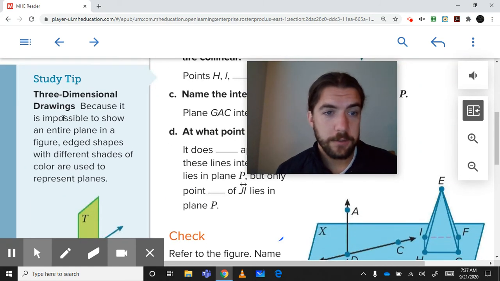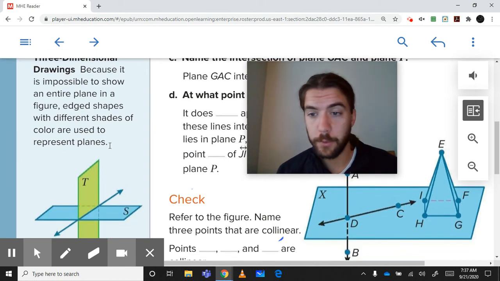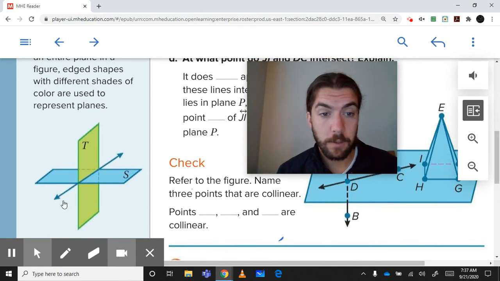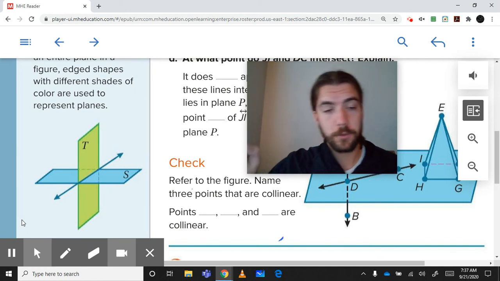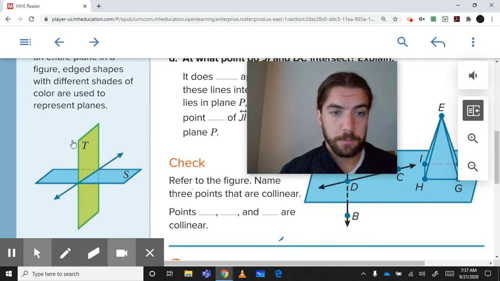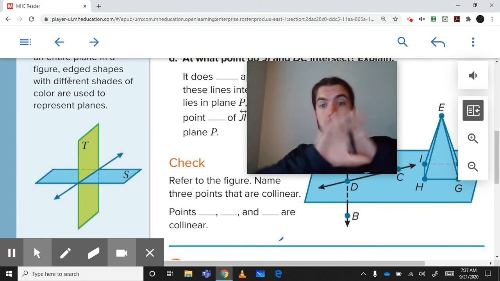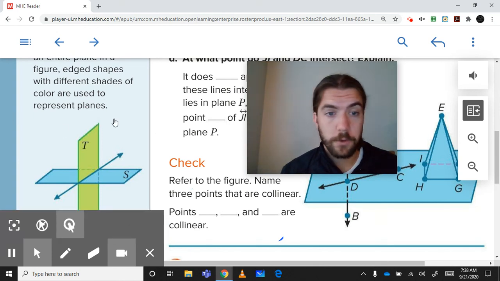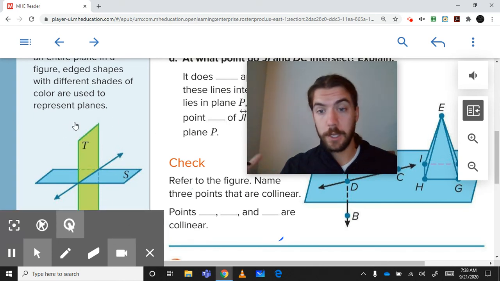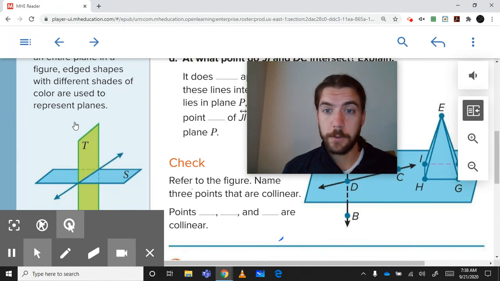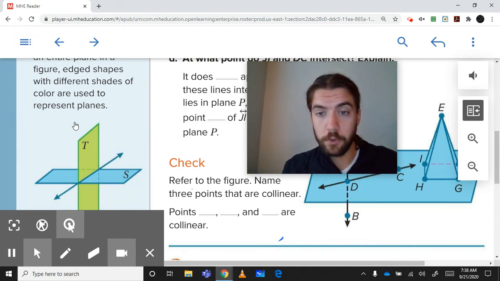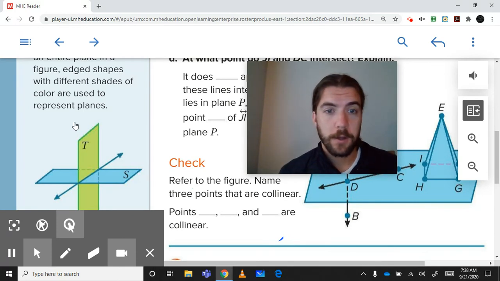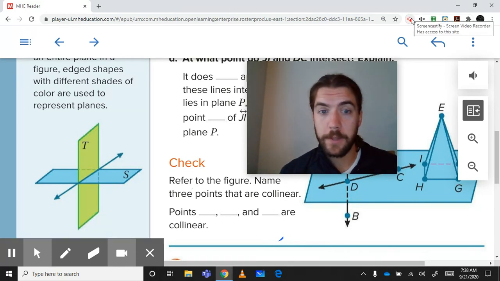In 3-dimensional drawings, because it is impossible to show an entire plane in a figure, edge shapes with different shades of color are used to represent planes. So they're saying that, in the same way that this line goes on forever and ever in the direction the arrows point, but we're not going to draw forever and ever, so we just draw the arrows. Same thing on these planes. These planes extend forever and ever, so it's like an infinitely big sheet of paper, but we can't draw that, and we don't really want to draw a bunch of arrows coming off the corners. So we just draw edges, and we understand that those edges are just kind of representing the inability to really draw the plane as we define it. And instead, we just draw it in a simple way that models the idea.